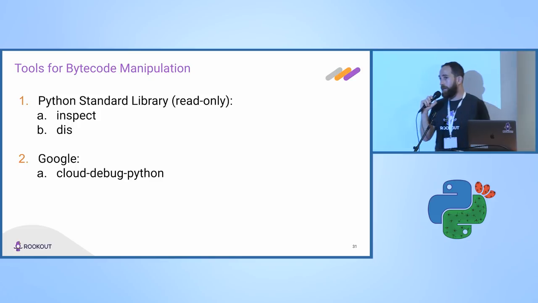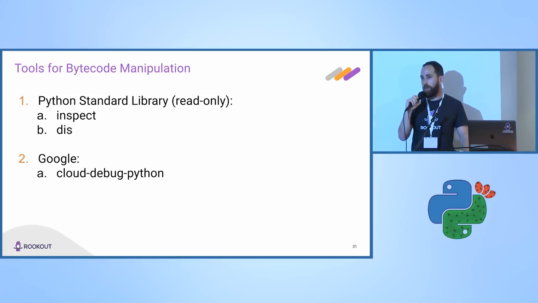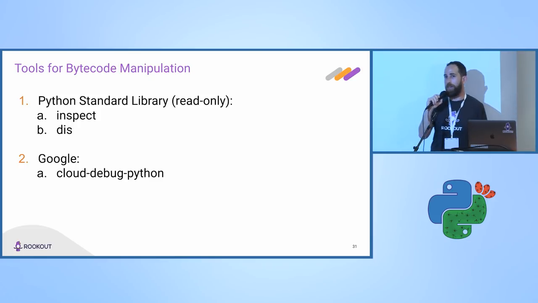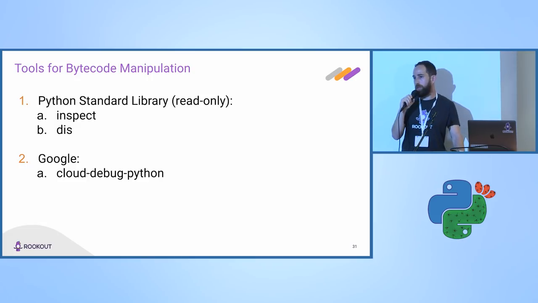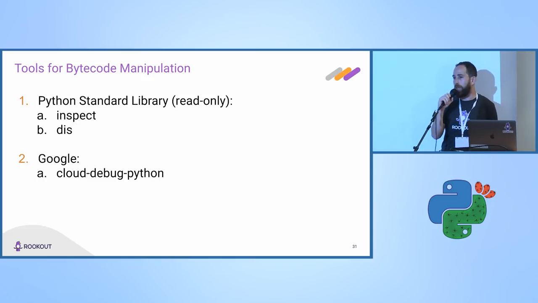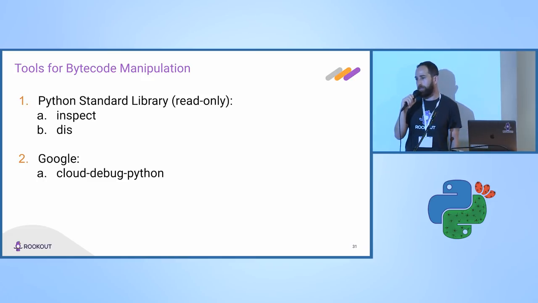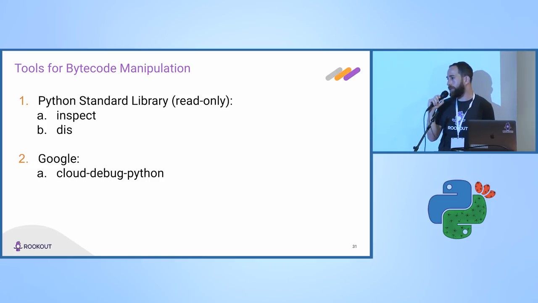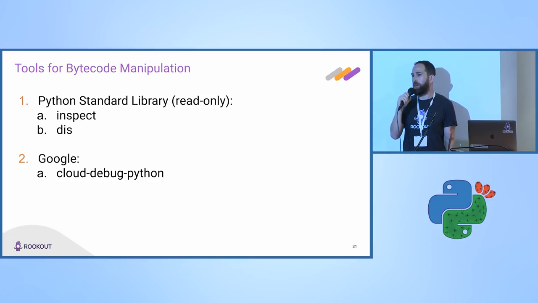Now, bytecode manipulation is quite a big topic, and I'm not going to dive into that much more. I do want to share with you some useful tools if you care to learn more about the topic. The Python standard library has a couple of useful utilities. The first is the inspect built-in module, which allows you to look into the interpreter state. And I'm going to share a bit more about that.